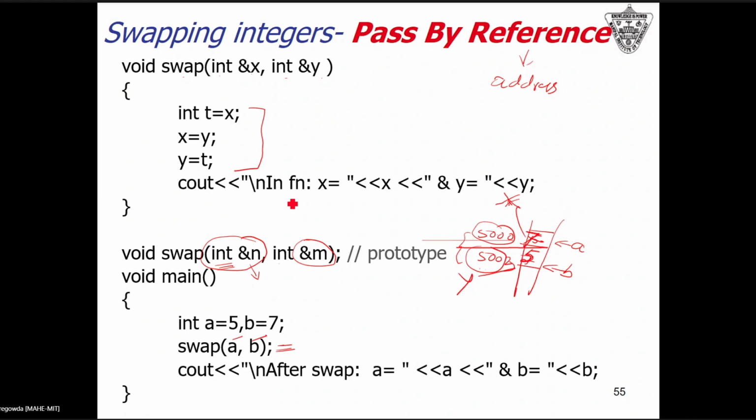So when I display here, I'll get an x value as 7 and y value as 5. When I come back to the main program and after swapping, if I display the a and b values here, now the a value becomes 7 and b value is equal to 5. Okay, so by using pass by reference, our function can directly act upon the variables which belong to the calling program.